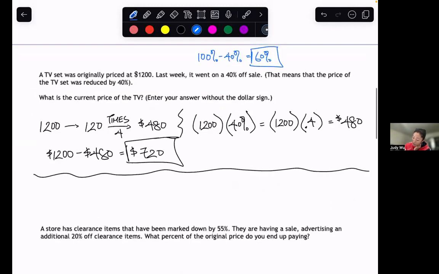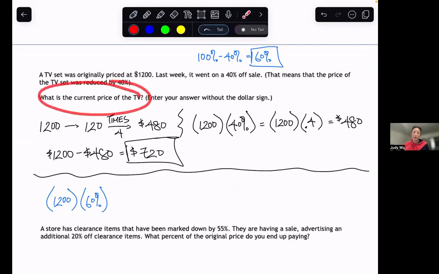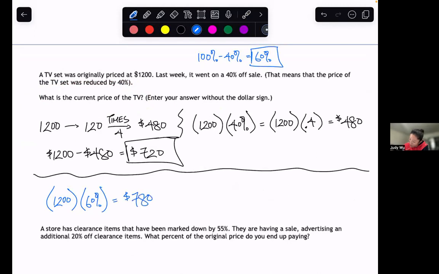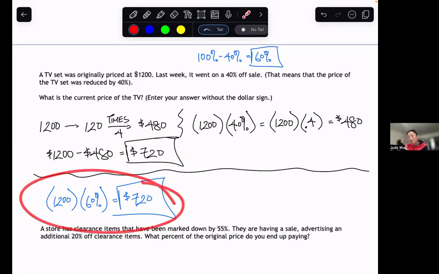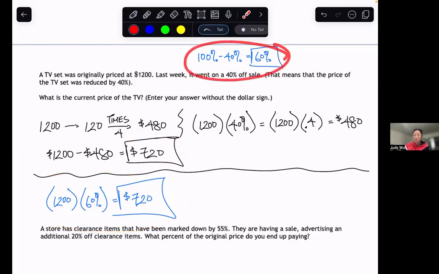So here's what we can do. We can take our $1,200 and we can times it by 60%. This will just give us how much we have to pay. It doesn't tell us how much we saved, but it will give us in one step the current price of our TV, okay? We put this into our calculator. We end up with $720, all right? Just like we found in the first part. So both ways will get you to the same number, but this way in the blue might be just a little bit faster, where you subtract that percent and then you multiply, okay?